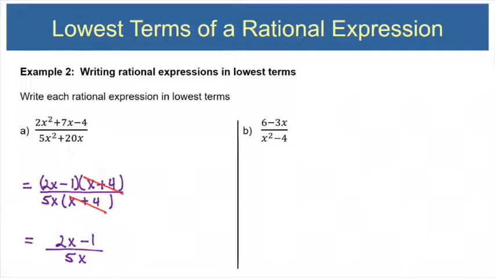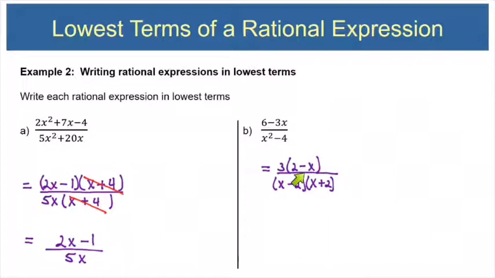Now in part B, I'm going to show you a little extra trick. Notice that here we have 6 minus 3x all over x squared minus 4. And the top definitely has a GCF of 3. So let's go ahead and factor a 3 from these two terms, and that's going to give us 2 minus x in the parentheses. The bottom is a difference of squares. X squared minus 4 is going to factor into x minus 2 times x plus 2.